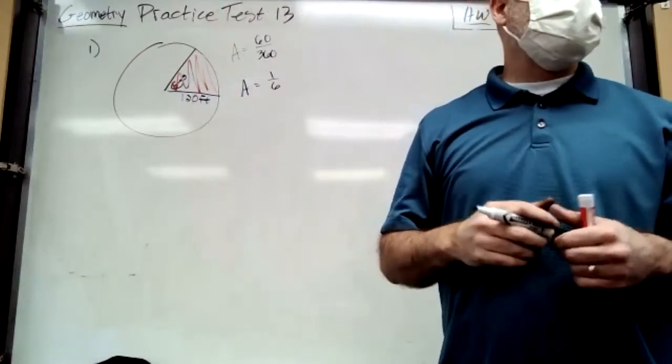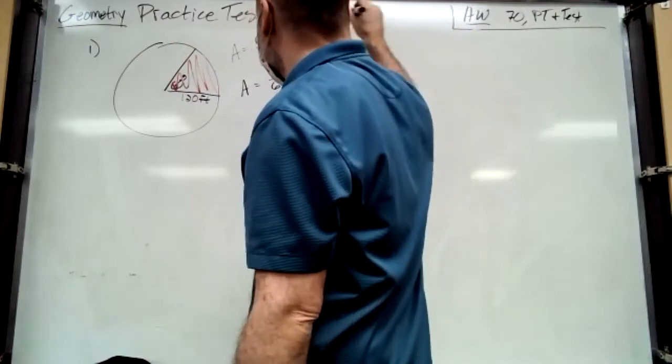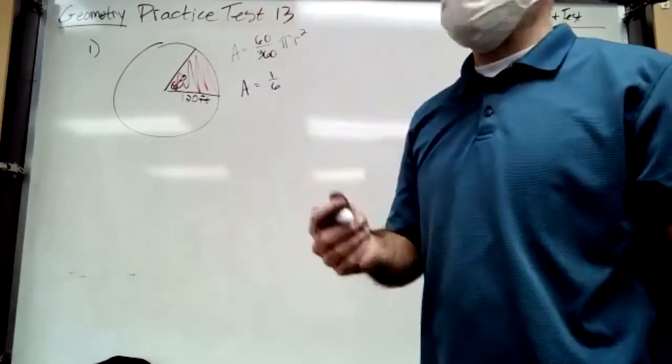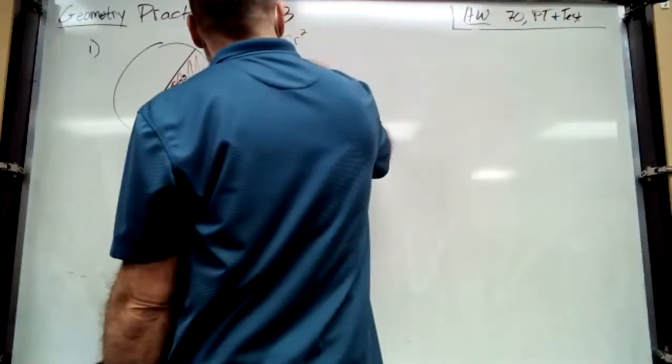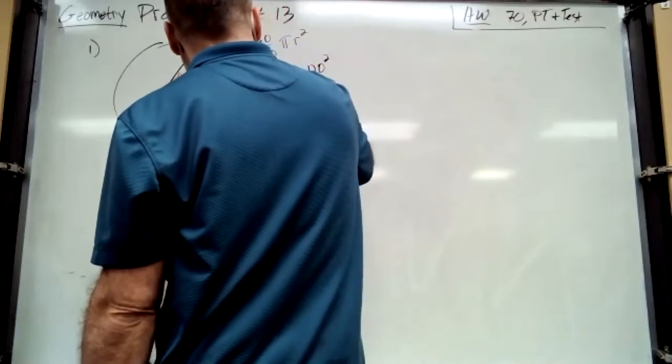Okay, so how do you find the area of the circle? It's pi times R squared. Yeah. Okay, so what's R? 120. So we got pi times 120 squared.